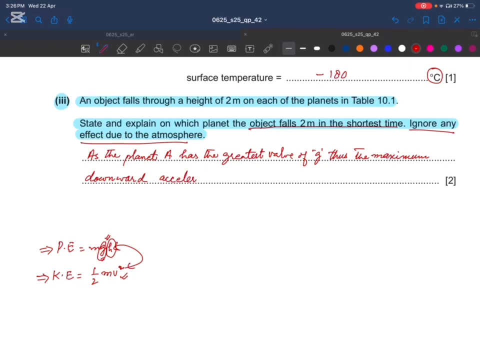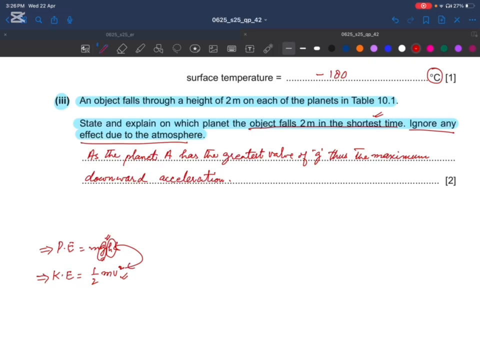So it means shortest time. We need not write the shortest time, it's already mentioned here, and obviously you are talking about the same thing. So this is what you have as far as part A is concerned.